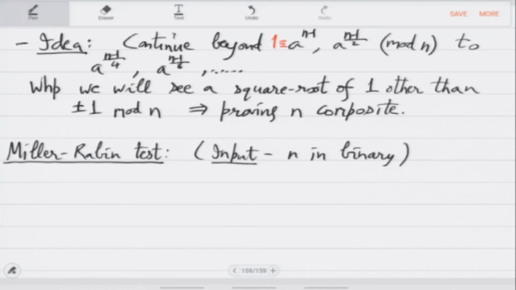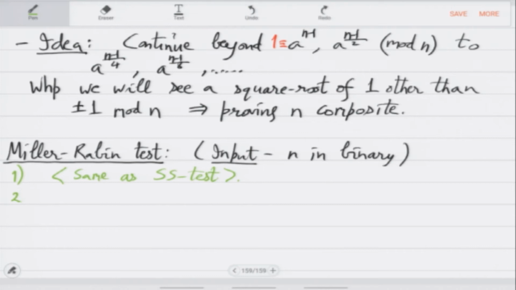Steps are just the basic idea extended. So step 1 is the same as the Solovay-Strassen test, which is: either n is even or n is a perfect power, then you will output composite.